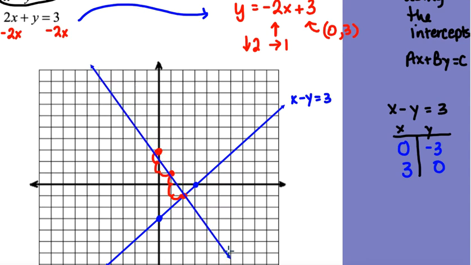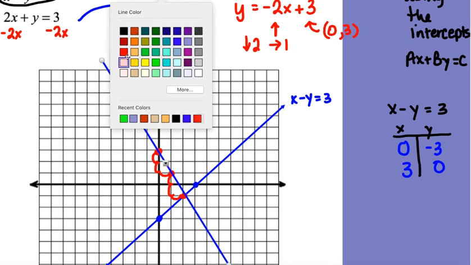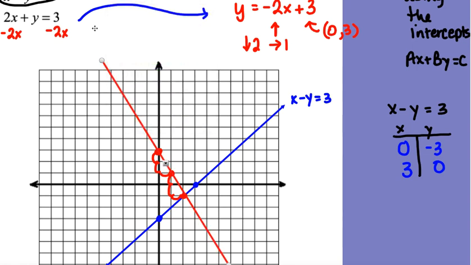I'm actually going to change the color in a second because I want it to be red. Try to get it through all my points. Okay, and let's change the color to red. There we go. And I'm going to label it y equals negative 2x plus 3.